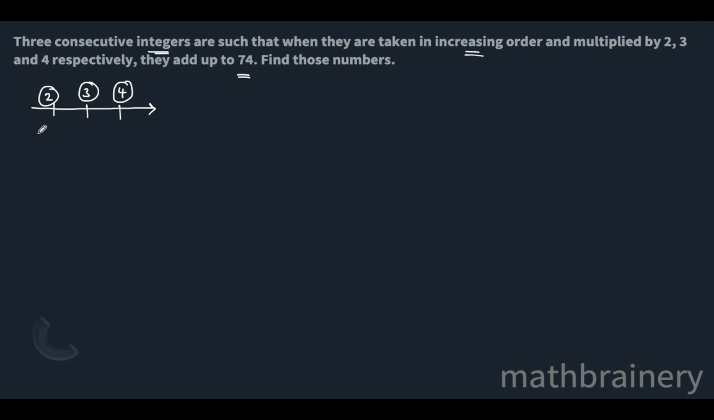So, let me first choose the first number as x. Then what should be the immediate consecutive integer? The immediate integer must be x plus 1 and the next immediate integer will be x plus 2. Now, let us multiply each of these with these numbers 2, 3 and 4 respectively. 2 times x will be 2x. Then we have 3 times x plus 1, that is 3 times x is 3x plus 3 times 1 is 3. And then you have 4 times x plus 2. 4 times x plus 2 is 4 times x, that is 4x plus 4 times 2 is 8.